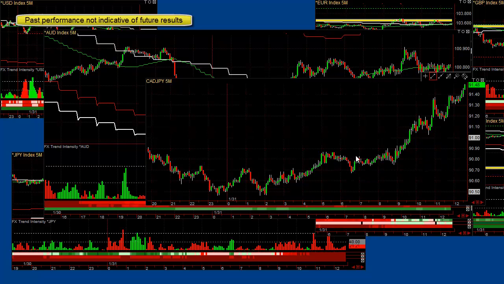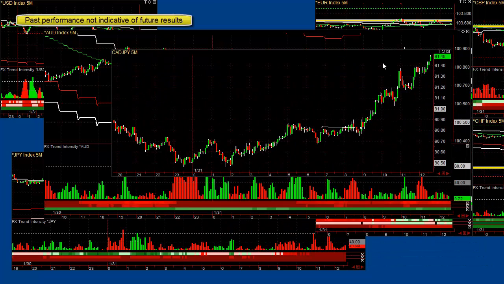It actually took it a little bit of time to break out over the highs. And you can see you might have had a little tiny loss there. Then it broke out a little bit later and went from 90 up to almost 50. It's a 60 pip move.